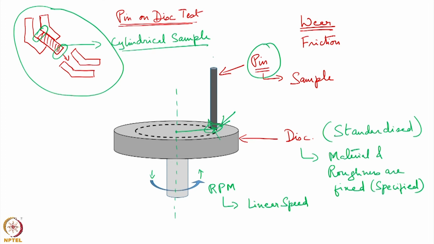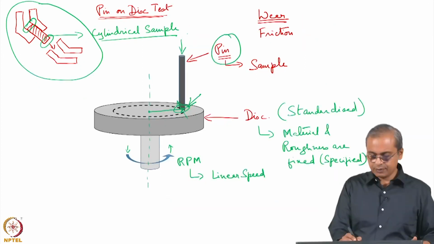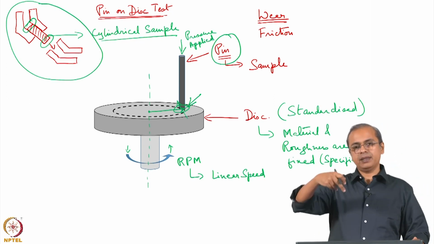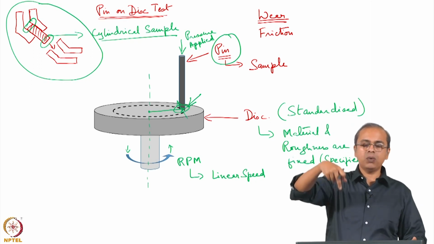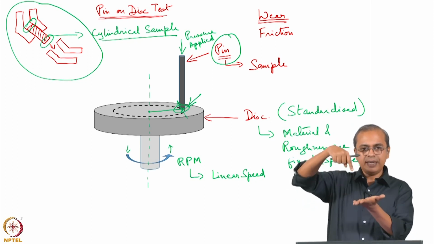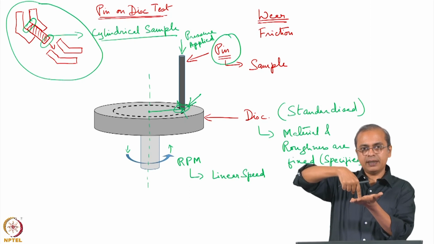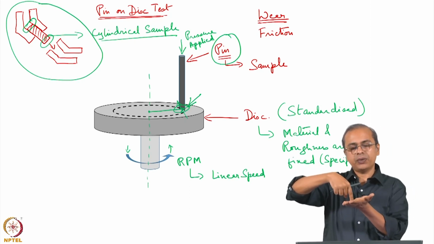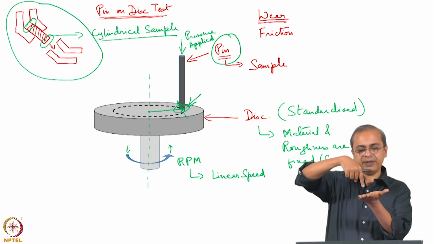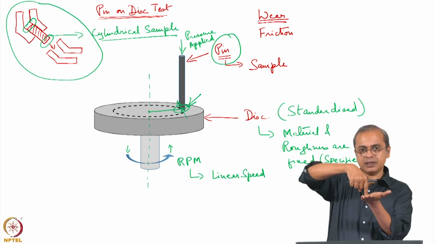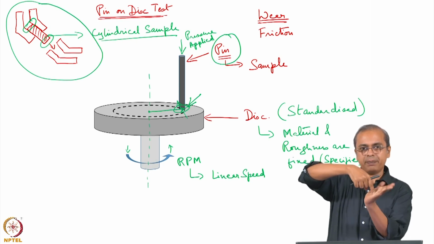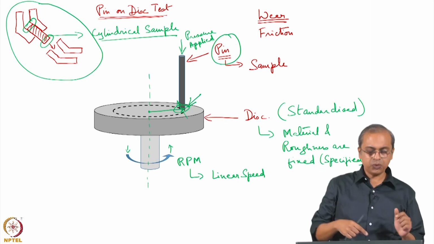The other thing that we specify is the force or the pressure. So, the pressure applied, the pressure with which you are forcing the pin down on the disc. The disc is rotating and you force the pin down on that disc with some pressure. So, that is something that you specify. You specify this pressure with which it is pressed down, and you also specify the RPM with which it is rotating. Those two things you specify.